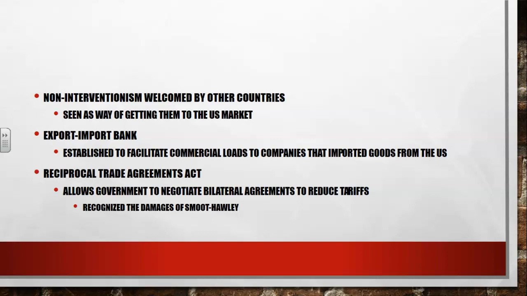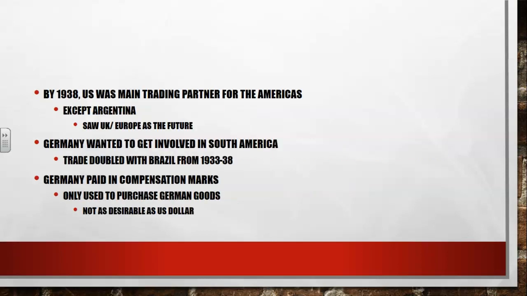So it's basically saying that Smoot-Hawley might have had a good idea and good intentions, but in reality, there were a number of negative consequences of that. We need to make sure that these are taken care of. Now, by 1938, the United States was the main trading partner for the American countries, with the exception of Argentina. Argentina is going to see the United Kingdom and Europe as the future and not the United States. So they're going to be kind of the lone duck right through here, continuing to trade with Europe and the United Kingdom compared to trading with the United States.